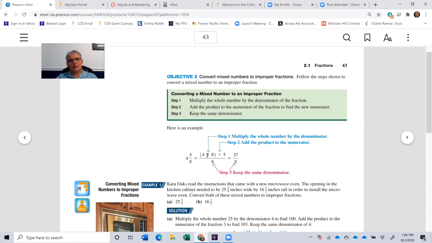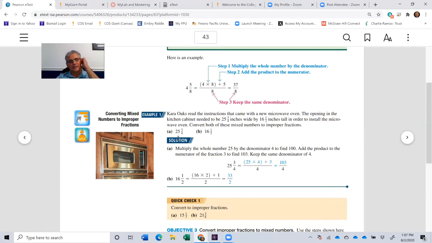So this 4 times 8, 32 plus 5 is 37. That becomes the numerator, and then the denominator is just carried over from the fraction. Let's go ahead and try to solve, let's just do one of these, 25 and 3/4. Go ahead and pause this and you can go ahead and solve it, and then when you're ready, we'll play it and go together.